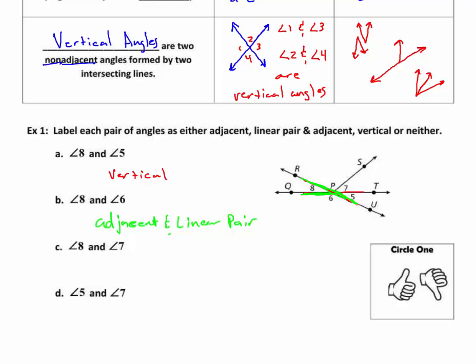And we look at angle 8 and angle 7. So here is angle 8. Here is angle 7. You might think they're vertical angles because they are connected like that, but they're not formed by two intersecting lines. They're formed by this line and this one. So it took three, so those are neither. And the last one is angle 5 and angle 7. So angle 5 is right here.